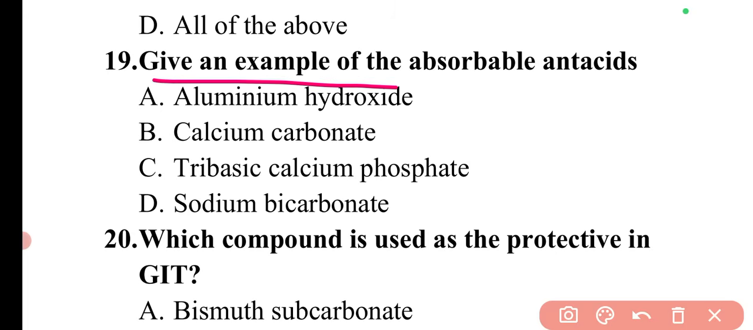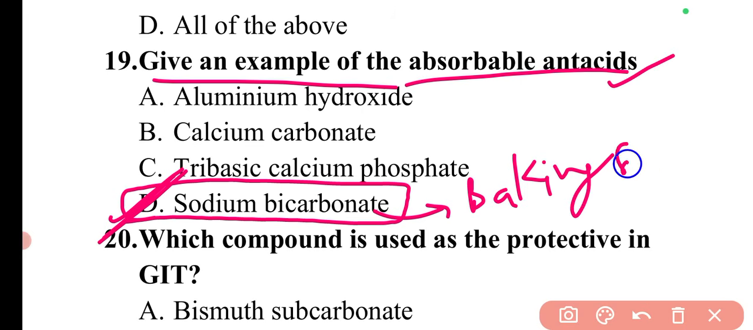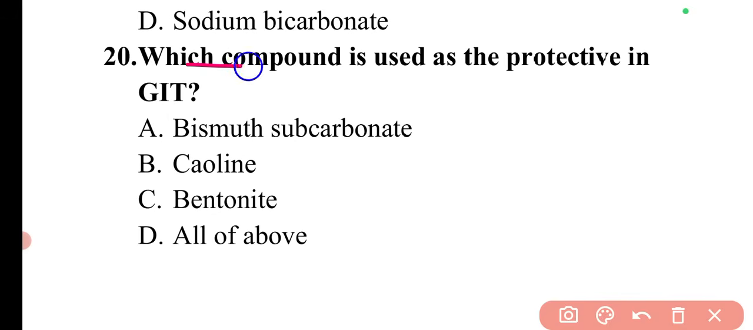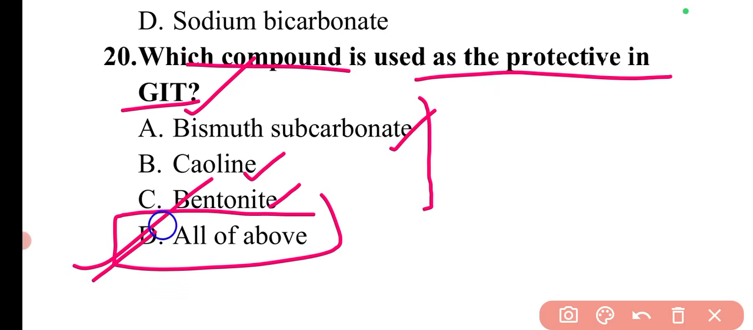Next question is, give an example of the absorbable antacids. So the example of absorbable antacids includes sodium bicarbonate. So this is the absorbable antacid. So here option D is correct. And sodium bicarbonate is also known as baking soda. So this you need to remember, this name is also important. Next question is, which compound is used as a protective in GIT? So the compounds used as protective in GIT are bismuth subcarbonate, kaolin, and bentonite. These all the compounds are used as protective in GIT. So here option D is correct.